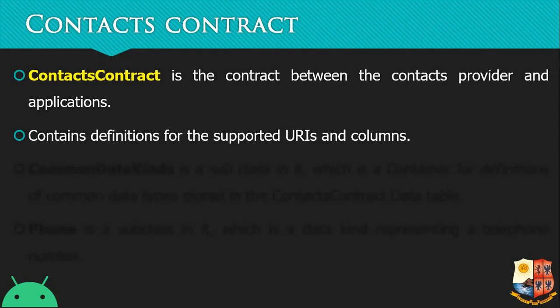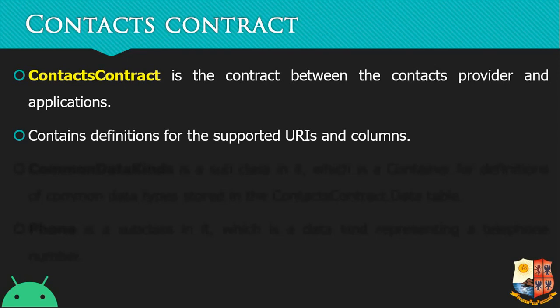What is the username? What is the password? Most of you have done that even in PHP MySQL. In PHP MySQL, you will tell exactly where that server is located, and in JDBC also you tell that. So you have to tell where to find the database and what are the columns there. The definitions for these URIs and the column names are what is stored in the contacts contract.